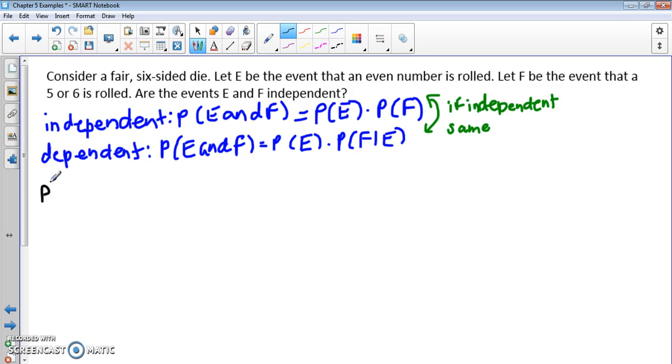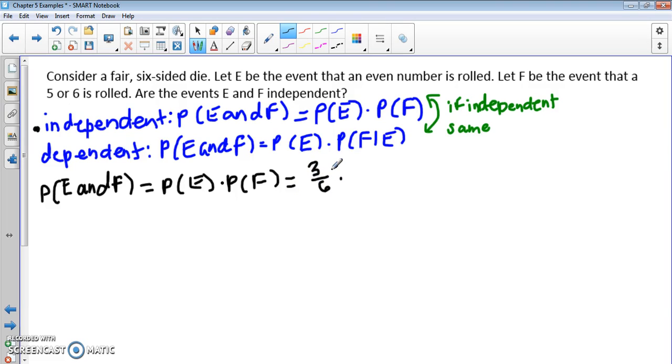So the probability of E and F, let me use black for this one, the probability of E and F, so the probability of E times the probability of F. So the probability of E is that an even number is rolled, so there's 3 out of 6 of those. And the probability of F is that a 5 or 6 is rolled, there's 2 out of 6 of those. So there we would get 6 out of 36, or 1/6.